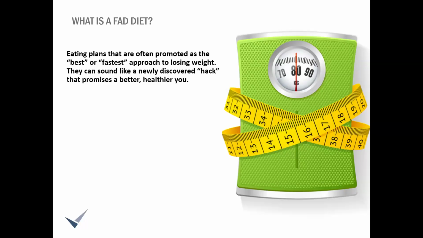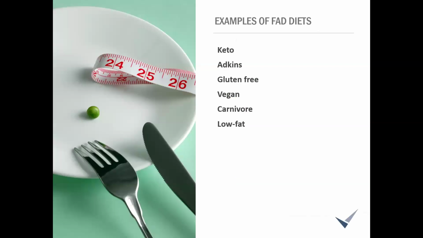Fad diets come in many forms, some that you may easily recognize, and some you may not. Let's go over some of the well-known diets quickly to help give examples. The first is arguably one of the biggest fad diets, keto. Keto is a low-carb diet of about 50 grams of carbs a day. Atkins is also a low-carb diet, but Atkins focuses more on high protein compared to keto.